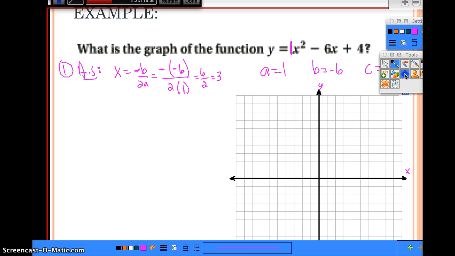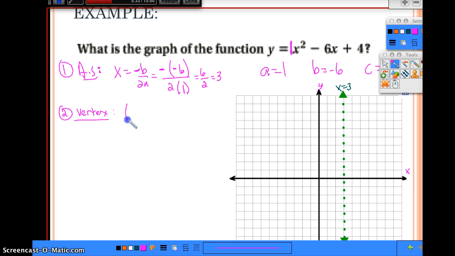Grab a straight edge. We're going to draw our dotted line at x equals 3. So that's going to be right here. That's my axis of symmetry. I'm going to label it x equals 3. Step number 2. Make sure you guys put me on pause if I'm going too fast. Don't forget I'm running against the clock here.